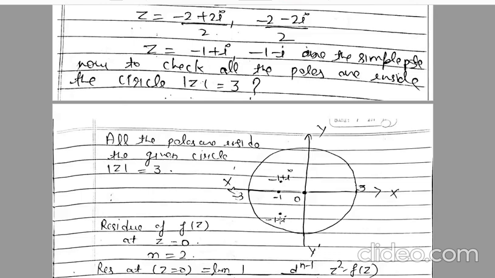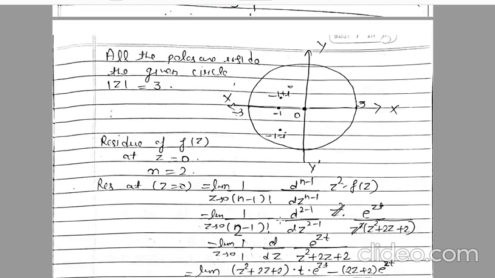So all the poles, that means all the four poles are lying inside the circle mod z is equal to 3. That means you will calculate residue. You have to calculate residue at these points. If these points do not lie inside the circle, that means your residue value will be 0. So for the residue 0, I will discuss more examples in our further session.